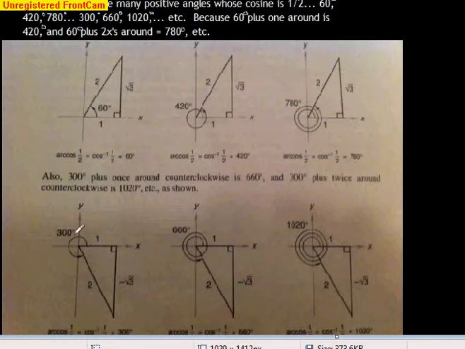And we could do the same thing, go in the negative direction. The arc cosine of 1/2 could be 300 degrees, it could be 660 degrees, and it could be 1020 degrees, depending on how many times you go around. And it could keep going and going as many times as you want. So if I said find the inverse cosine of 1/2, you're not just getting one answer, you're getting an infinite number of answers. So what that means is we have to limit our range.